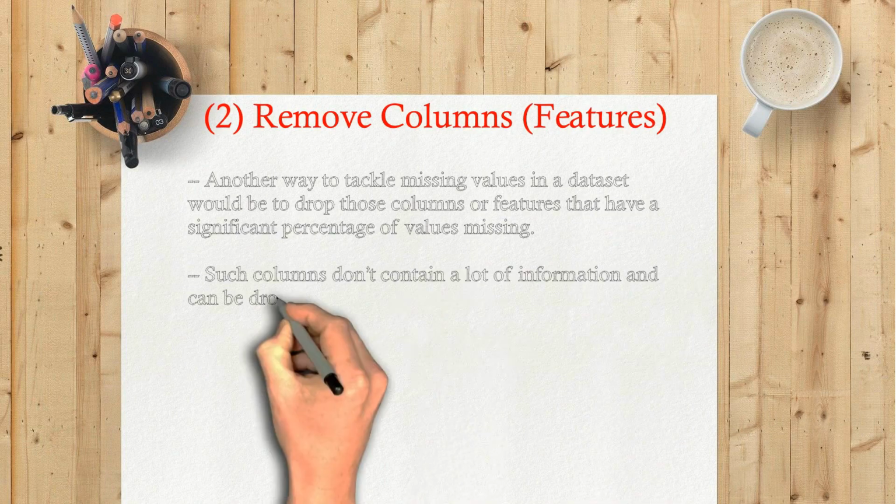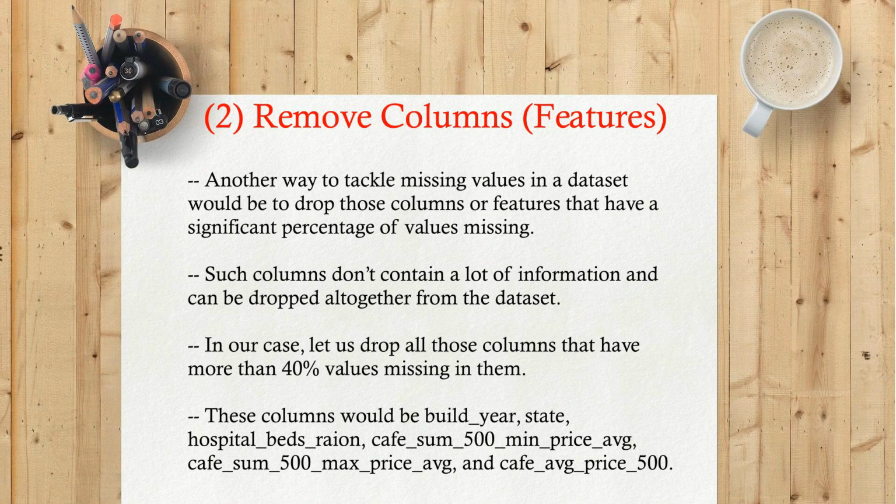2. Remove columns, features. Another way to tackle missing values in a dataset would be to drop those columns, or features, that have a significant percentage of values missing. Such columns don't contain a lot of information, and can be dropped altogether from the dataset. In our case, let us drop all those columns that have more than 40% values missing in them. These columns would be build_year, state, hospital_beds_raion, cafe_sum_500_min_price_avg, cafe_sum_500_max_price_avg, and cafe_avg_price_500.